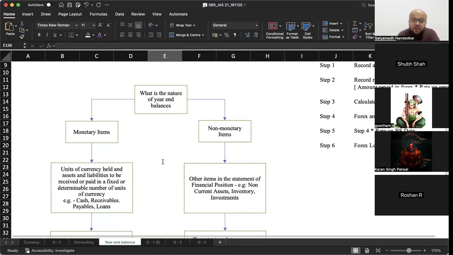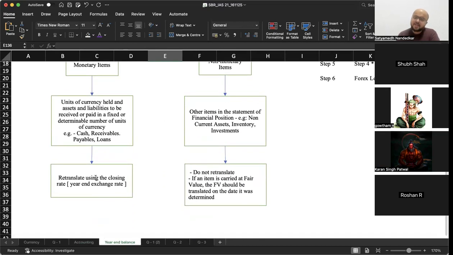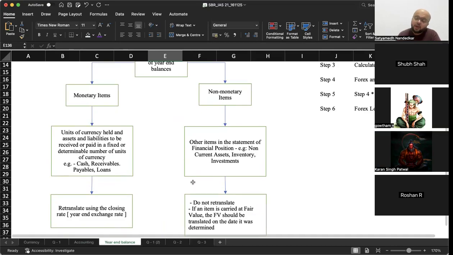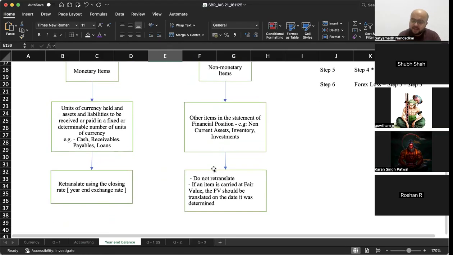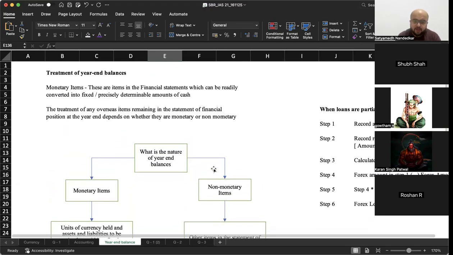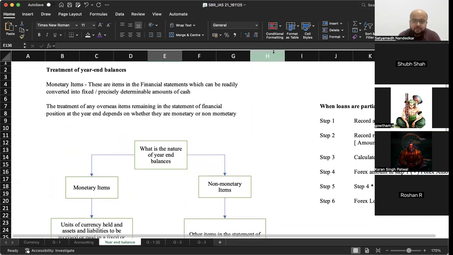And in terms of handling year end balances, what is the nature of year end balances? If the year end balances are monetary items, then retranslate using the rate on the balance sheet date, like you did for debtors. If the year end balances are non-monetary items, like building or current assets, do not retranslate. If an item is carried at fair value, the fair value should be translated on the date it was determined. So monetary and non-monetary items, just be careful. Monetary items are retranslated at the balance sheet date and non-monetary items are not retranslated at the balance sheet date. This is a basic point that you need to bear in mind.